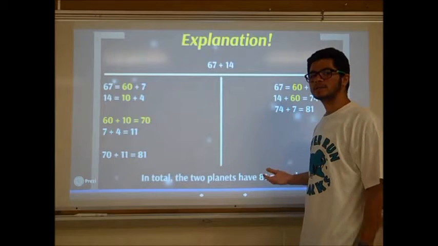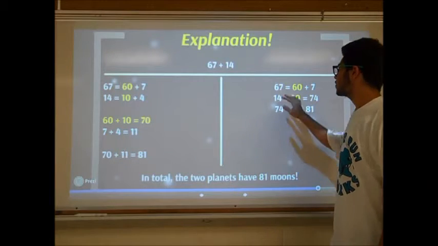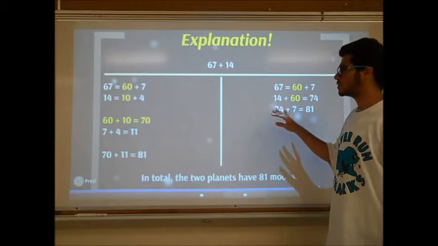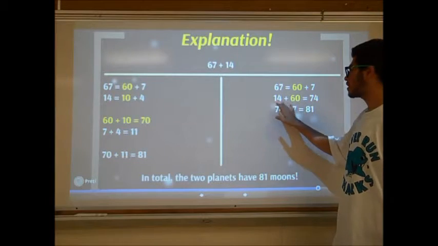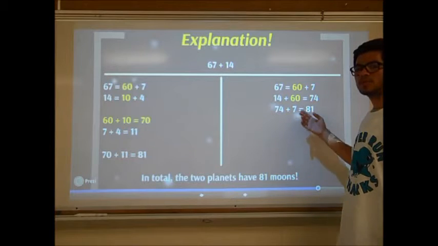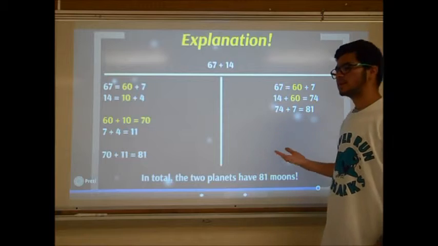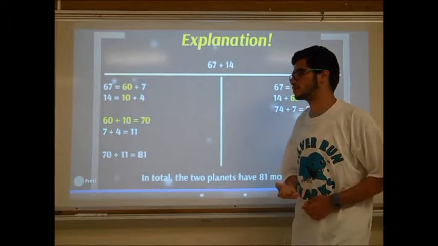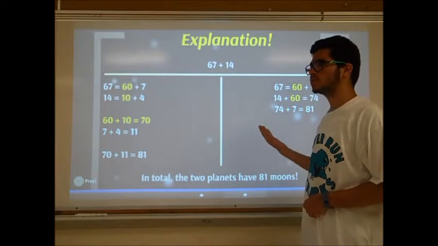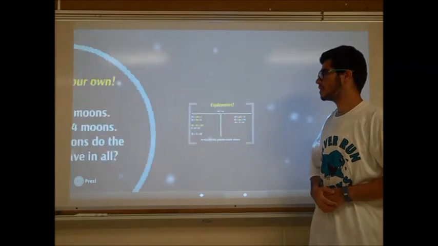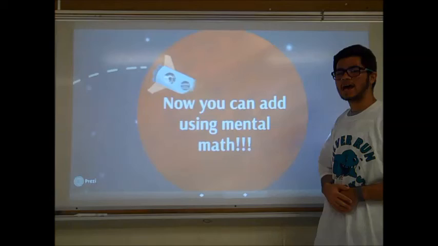The second way is to break up only one of the numbers. You would break up 67 into 60 plus 7, and then just add the 60 to 14 and get 74. And then you would add the remaining 7 to 74 to get 81. Either way you do it, you still get the answer of 81 moons. So in total, the planets have 81 moons. And now you should be able to add using mental math.